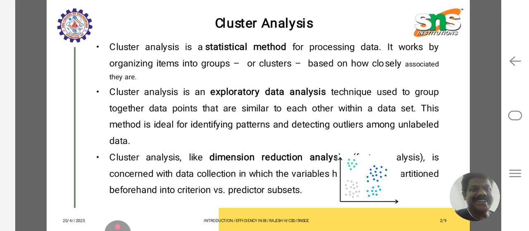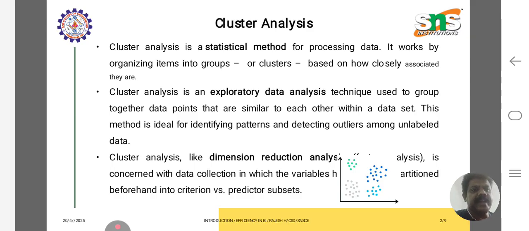Let's understand what is cluster analysis. It is a statistical method for processing data. It works by organizing items into groups or clusters based on how closely associated they are. So, it is an exploratory data analysis technique which is used to group together the data points that are very similar to each other within a data set. So this method is ideal for identifying patterns and detecting the outliers among unlabeled data.